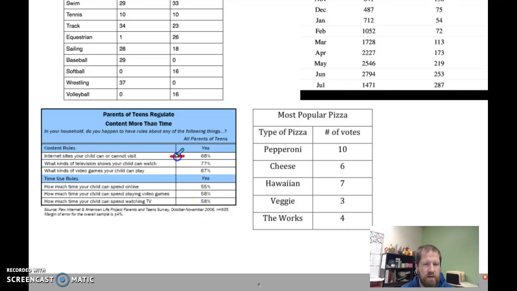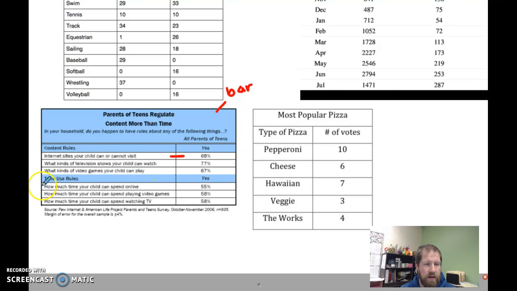This one question has a percentage of a whole. 68% of parents control or try and control what internet sites their children can visit. But 32% don't, or at least say they don't on this survey. So each one of these questions could be a circle graph, but putting all this data together, this would probably be better as a bar graph. And honestly it might not even be something that can be represented that well as a graph.